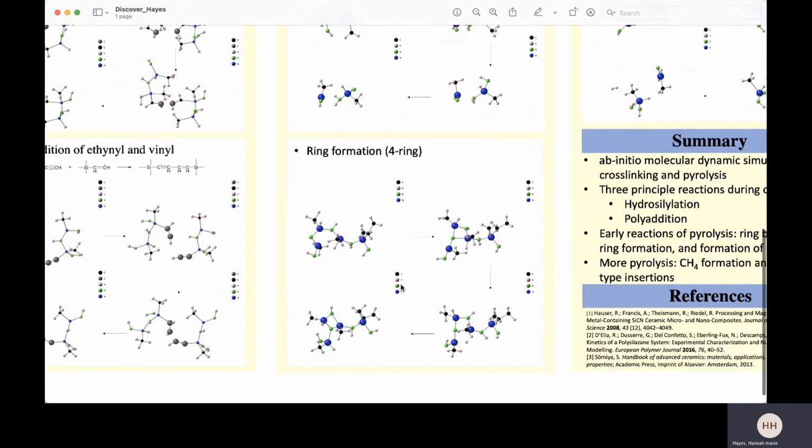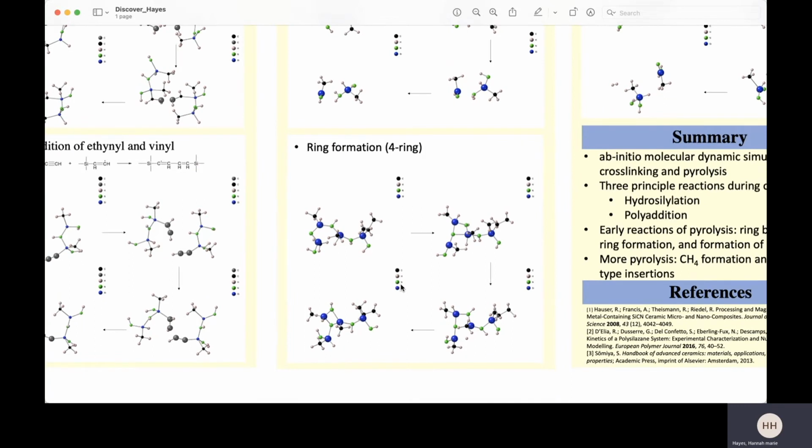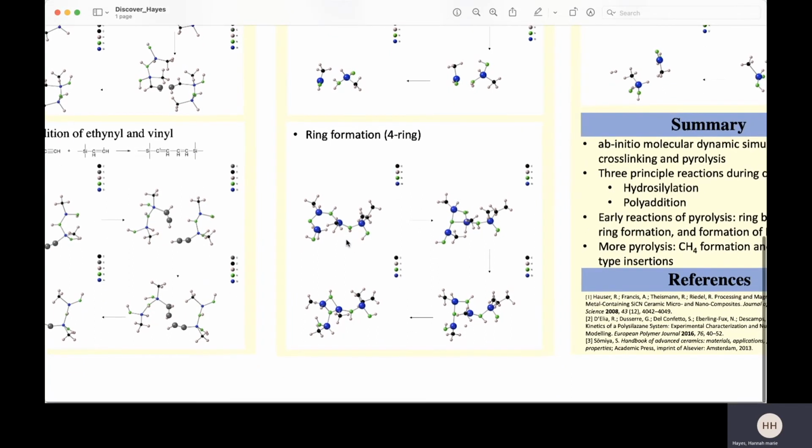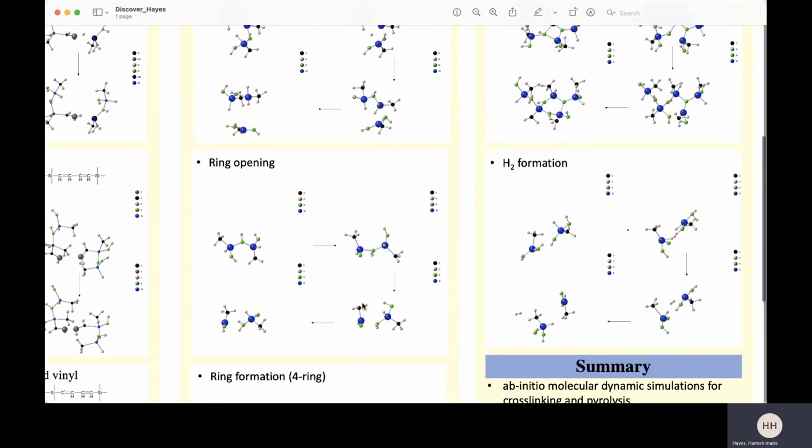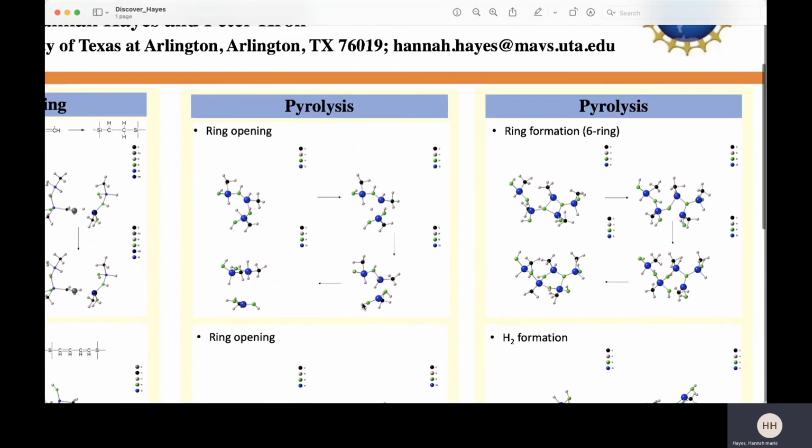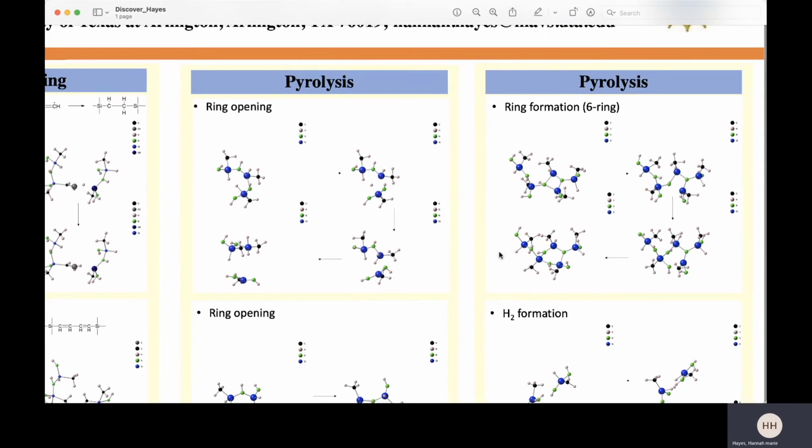We also see ring formation, smaller rings being formed within the larger ring system. We see this here with this nitrogen interacting with this silicon, forming a four-membered ring. However, four-membered rings aren't especially stable, so pretty soon after, this four-membered ring breaks open and the silicon then bonds with a neighboring nitrogen and forms a six-membered ring.